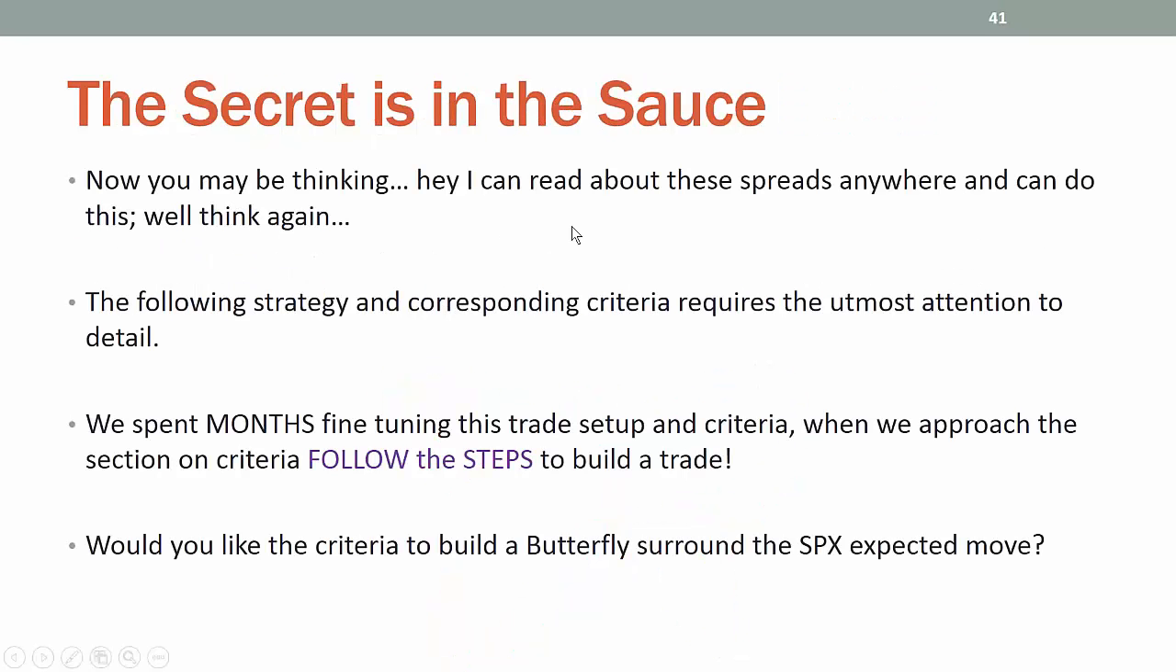You may be thinking, yeah, you can read about these spreads. I'm serious, you can Google right now what a butterfly spread is. There'll be 5,000 sites that come up. But think again, because the strategy itself, that's nothing. It's all about the criteria. I always point that out, because in options trading, there's a call, there's a put. Oh, wow, it's a butterfly. It's an iron condor. It's a mambo combo. It doesn't matter. We spent months fine-tuning the trade setup.